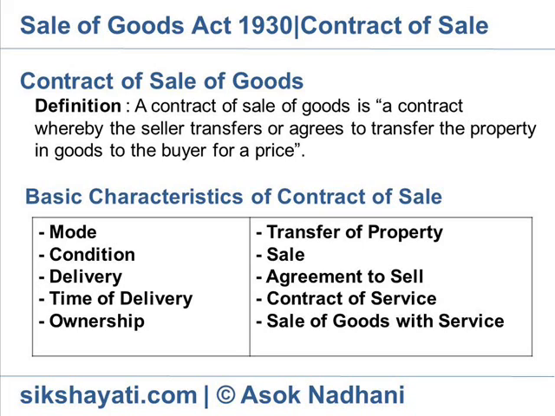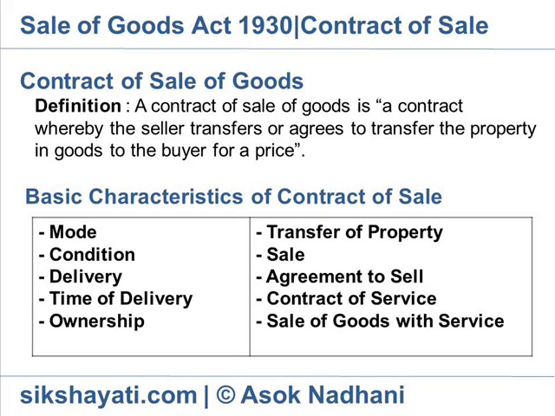Contract of sale of goods. A contract of sale is made by an offer to buy or sell goods for a price and the acceptance of such offer. Definition: a contract of sale of goods is a contract whereby the seller transfers or agrees to transfer the property in goods to the buyer for a price. So, a contract of sale is to transfer or agreement to transfer the property in goods. The term contract of sale includes both sale as well as agreement to sell.